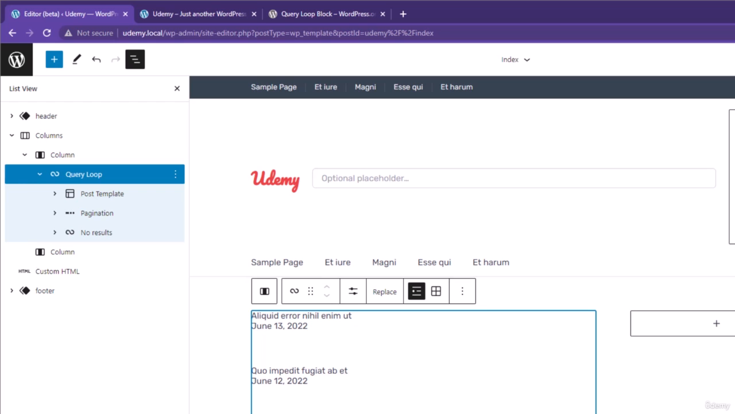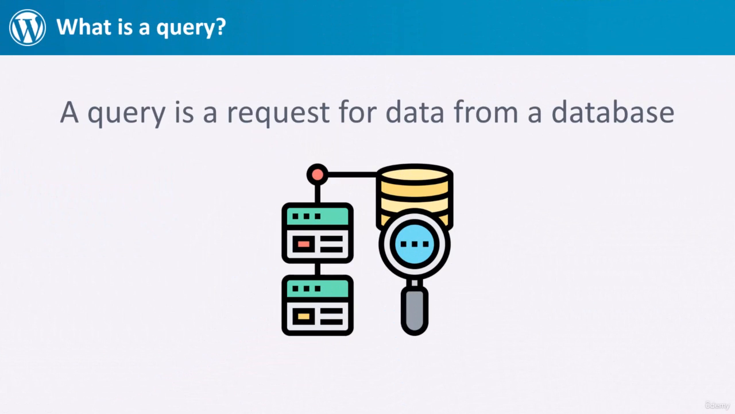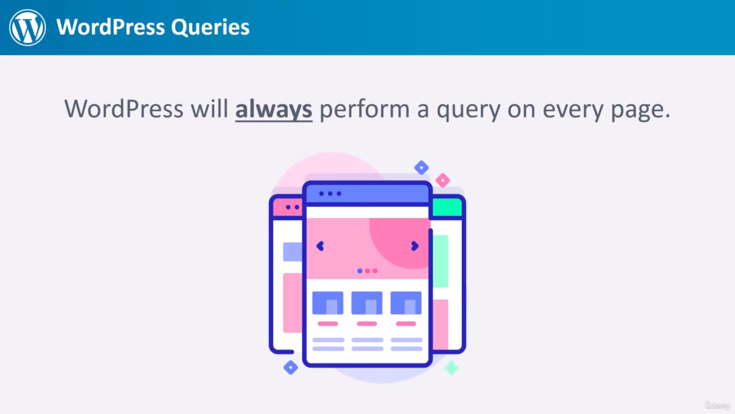There's another behavior that we can take advantage of. First things first, let's talk about the concept of a query. A query can mean various things. In relation to WordPress, a query is a request for data from a database. Hence why the block is called query loop. It's a block that queries the database for posts. These posts can be looped through.